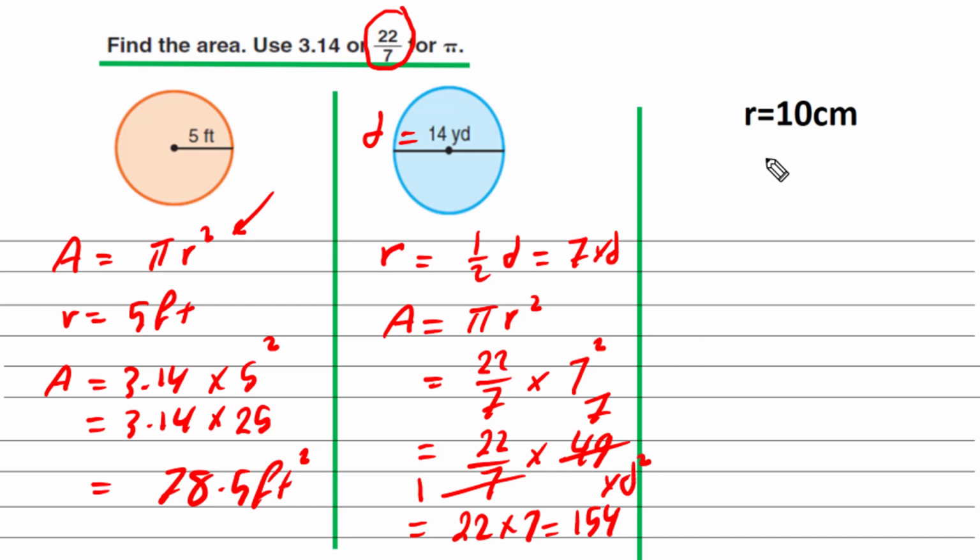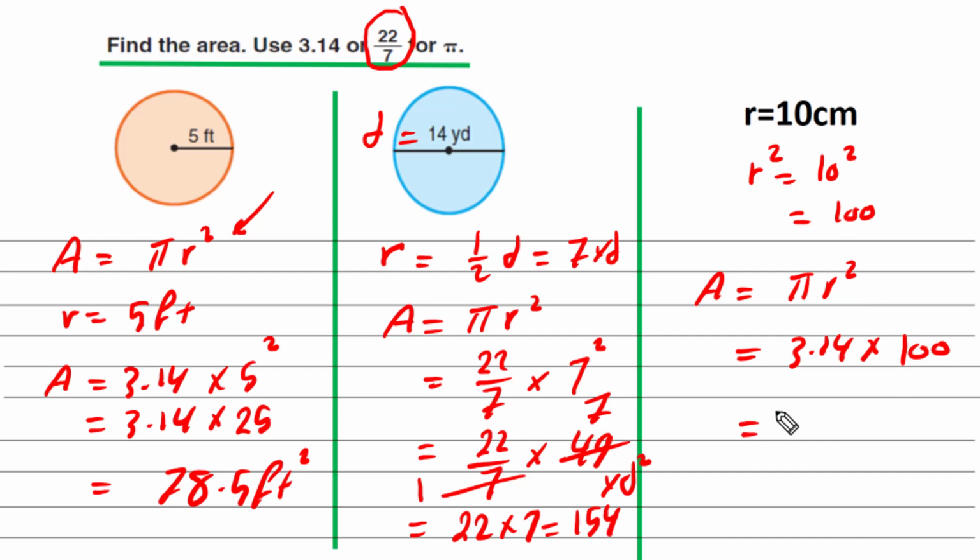Finally, r equals 10 centimeter. Now we get r squared is equal to 10 squared is equal to 100. The area is equal to pi r squared. Pi is equal to 3.14 times r squared equals 100. We studied before how can we multiply by 100. It's easy. Just move the decimal point to the right 2 digits. We get 314 square centimeter.